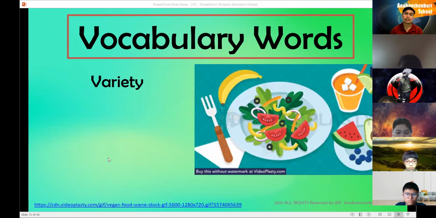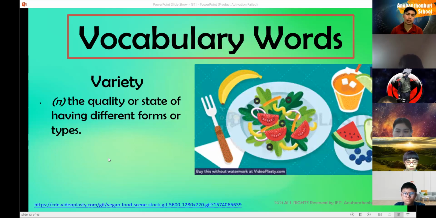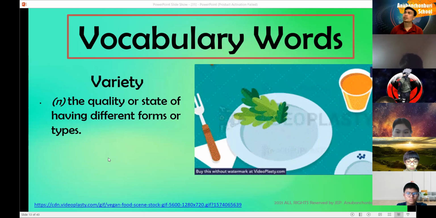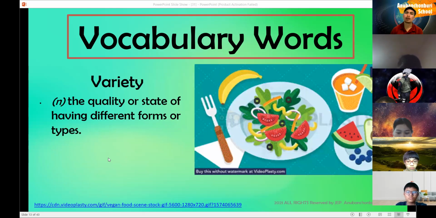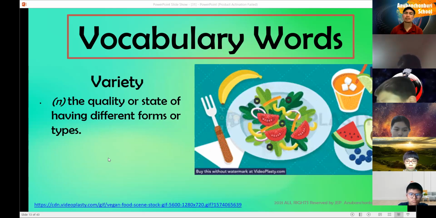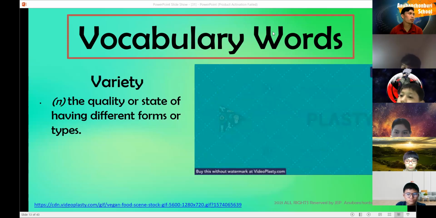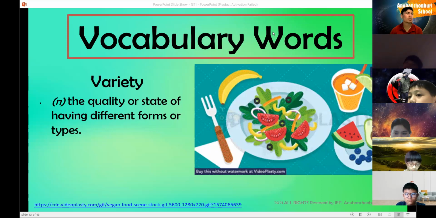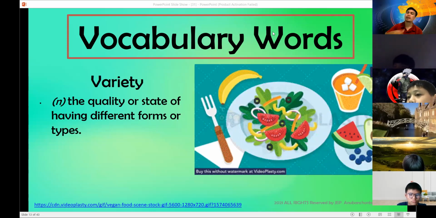Next is variety. Variety is the quality or state of having different forms or types. For example, when you go to the mall, you can see a variety of activities for kids, like rock climbing or a playground. I went before to a place around Bangkok, and they have a variety of rides, like a boomerang and a giant drop. So there's a lot of activities there.